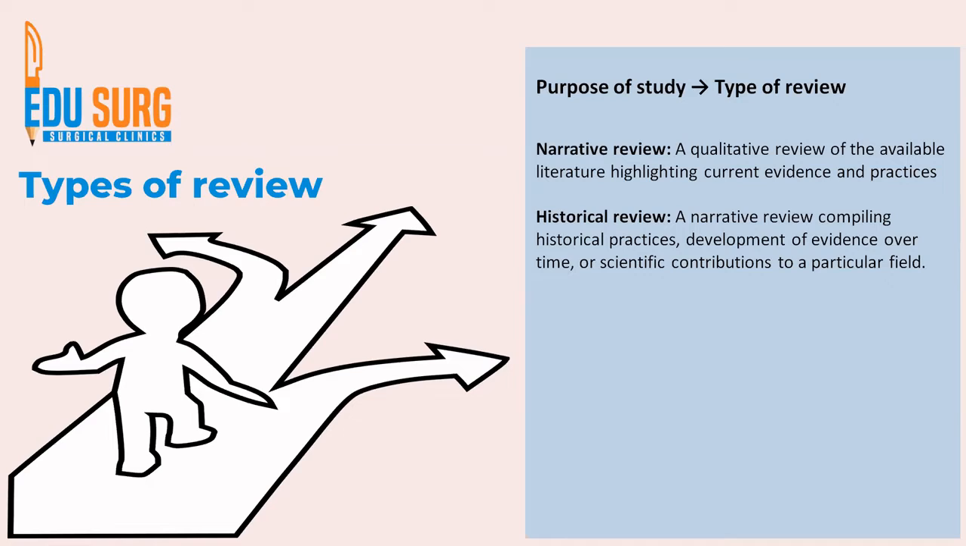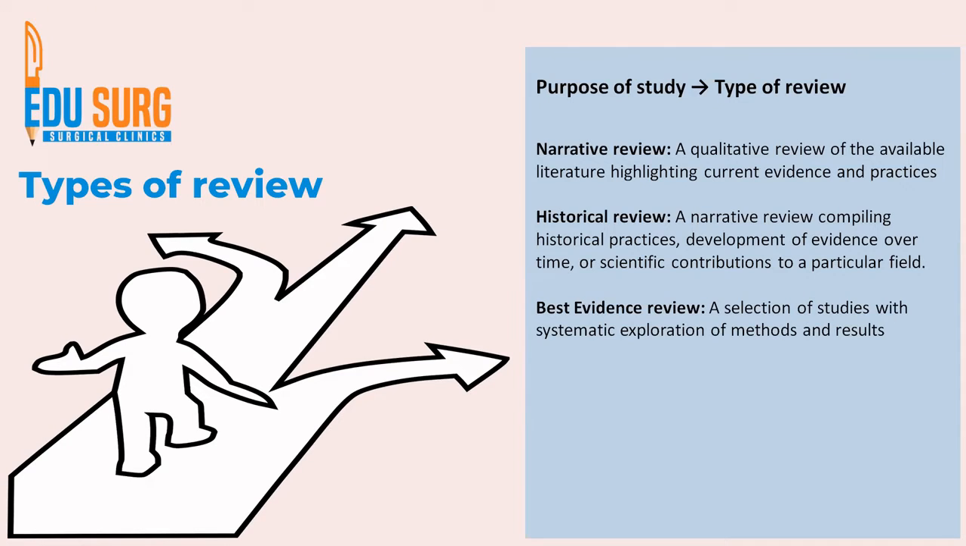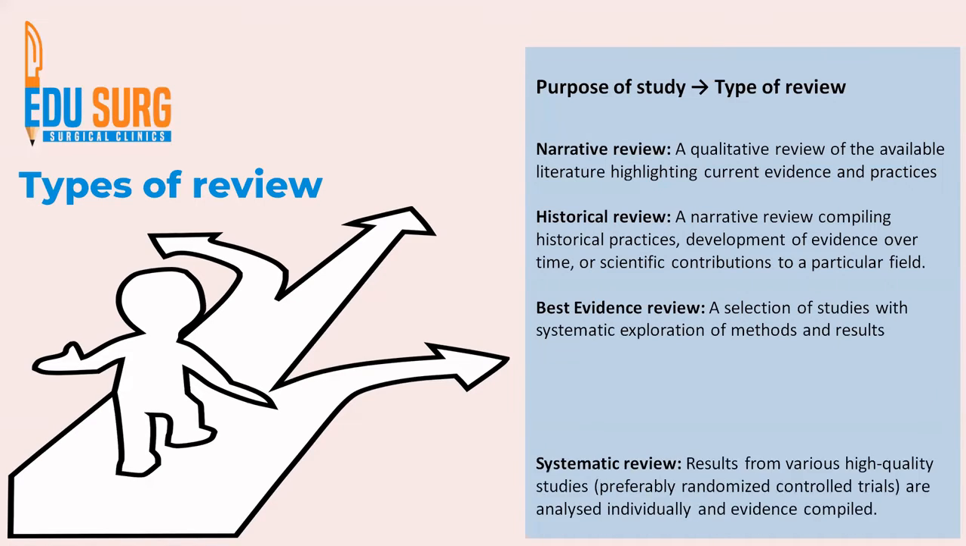It can also be a historical review, which is a type of narrative review that compiles historical practices, development of evidence over time, or scientific contributions in a particular field. An example of this would be the different types of pancreaticojejunostomy. The anastomotic techniques have evolved over time, and if you summarize all those techniques in one paper, that is a historical narrative review. Best evidence review is basically a selection of studies with systematic exploration of methods and results.